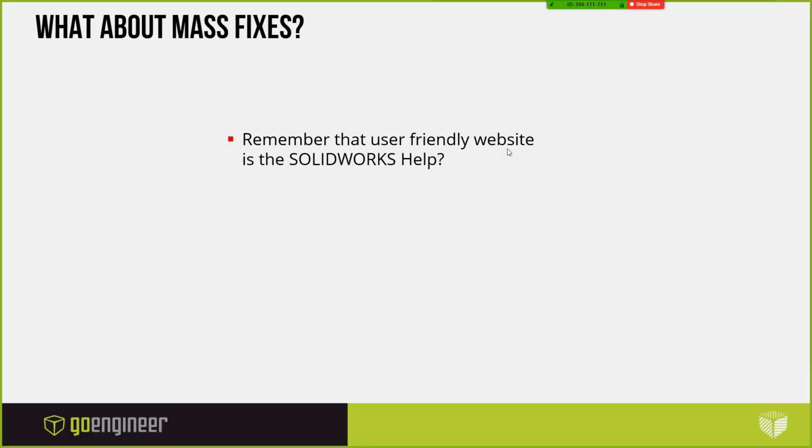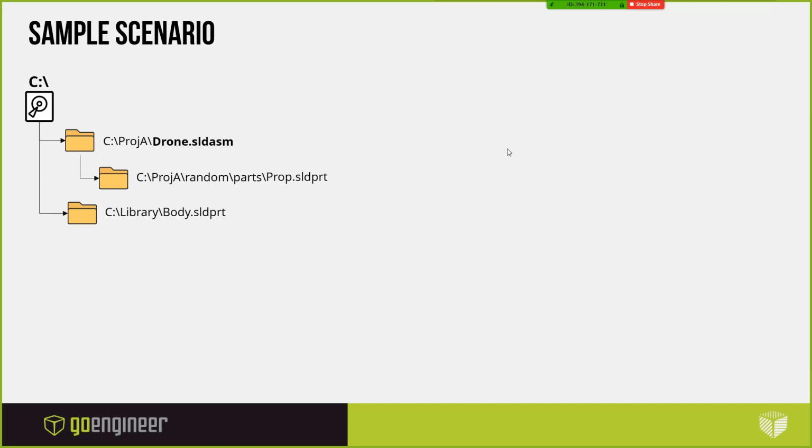All right. So then, what about mass fixes? There was a very friendly website link from the SOLIDWORKS help. If you search for SOLIDWORKS search routines and then SOLIDWORKS help, it'll take you to that web page. It is not the most useful, it is not the most helpful, but we're going to break it down here. We're going to have a particular scenario to hopefully help you figure out what these different search paths are that are happening.